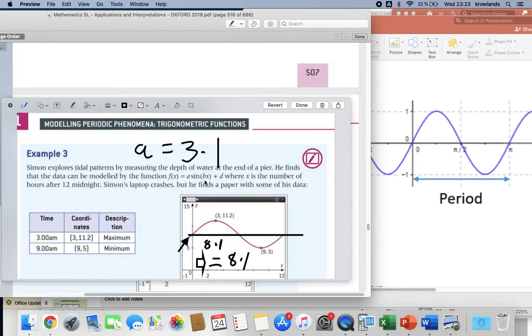Last but not least is the B. So you've got to see what is the period of this. Now, the distance from a min to a max, or from a max to a min, will give you half of a period. 3 to 9 is half of a period. Our full period is going to be 12, because 3 to 9 is 6. Double of 6 is 12, so we know the period is 12.